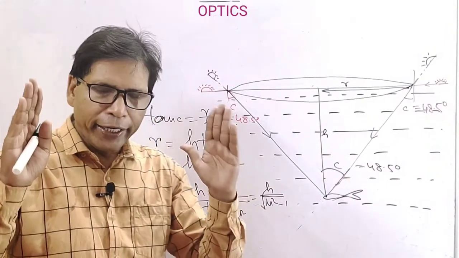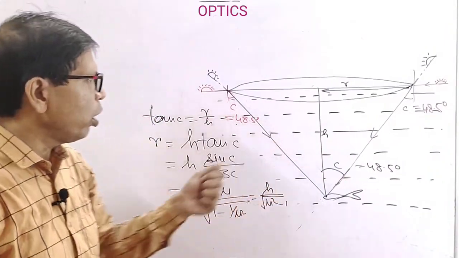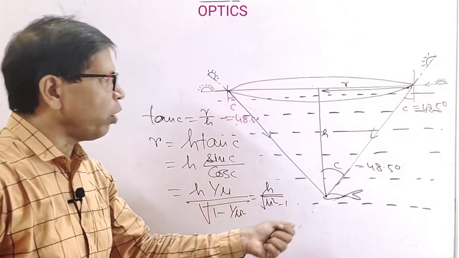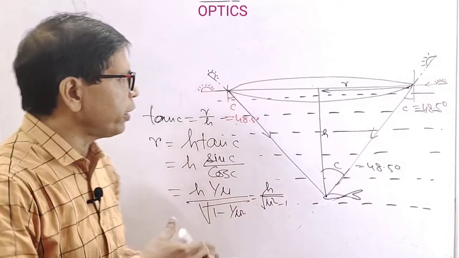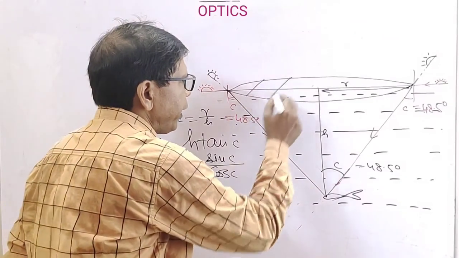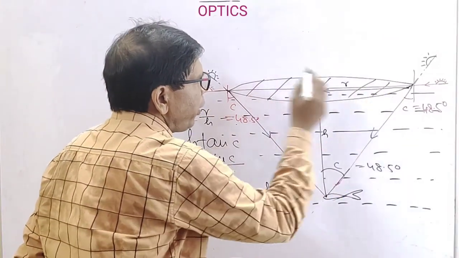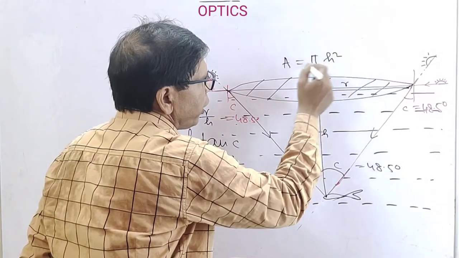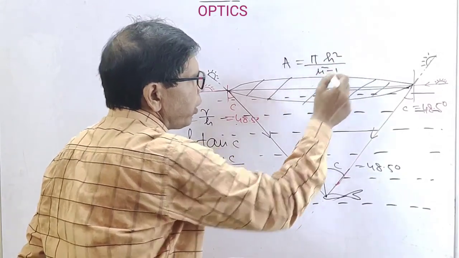So an aquatic animal sees the whole universe through an inverted cone having semi-vertical angle C equal to 48.5 degrees, and the radius of the base of the cone is equal to h divided by root under mu square minus 1. So the area of cross section through which light enters is pi r square. So A equals pi into h square divided by mu square minus 1.